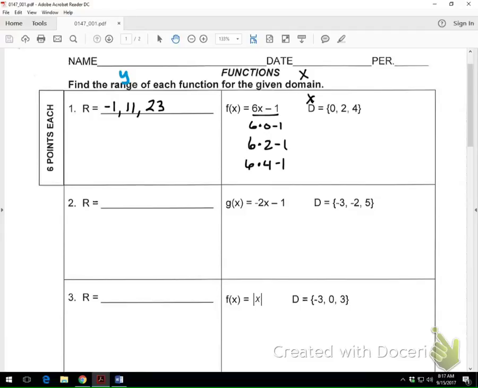Now, 3, does everybody know what this means? Those two lines? It means absolute value. Now you have an absolute value on your calculator, I believe. Yes. Okay, there's an absolute value on your calculator. Now, when you go to type in your absolute value, everybody go to your calculator, go to where you add, subtract, multiply, and divide.